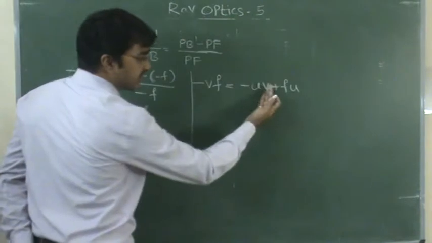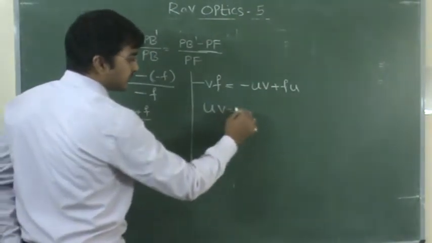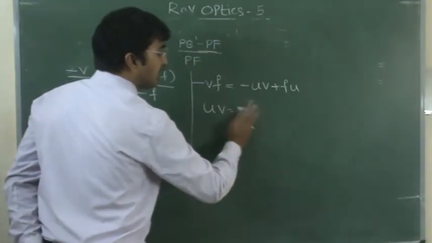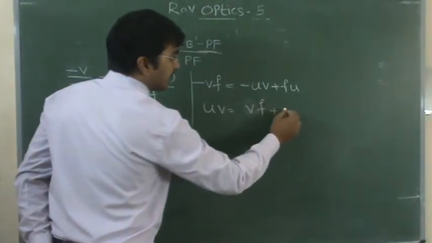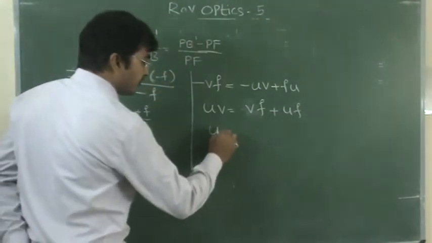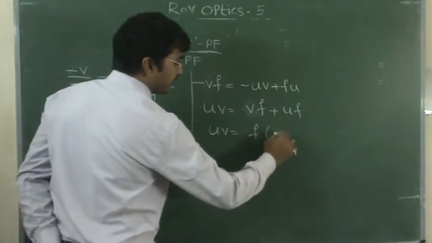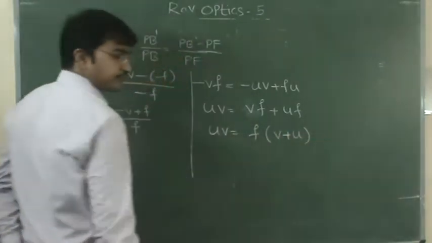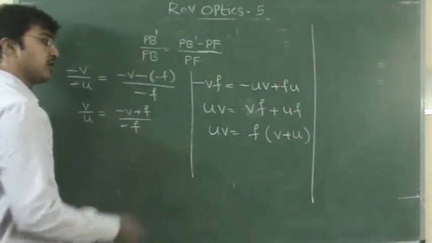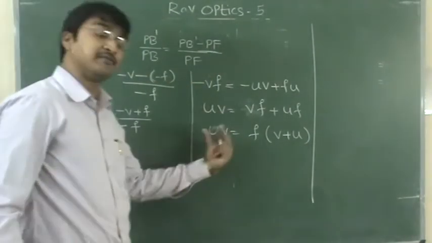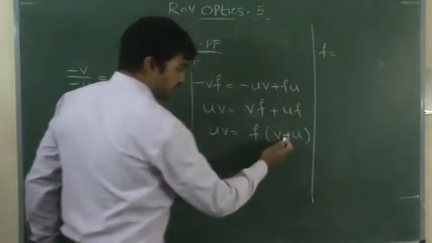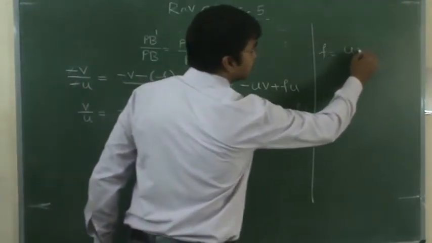Take the F term that side, UV term this side. UV is equal to this: minus VF will go that side, so plus VF and plus UF. Here F is common in both cases. So UV is equal to F times V plus U. Now the equation will come like this. F is equal to, or 1 by F is equal to. So F is equal to U plus V by UV.